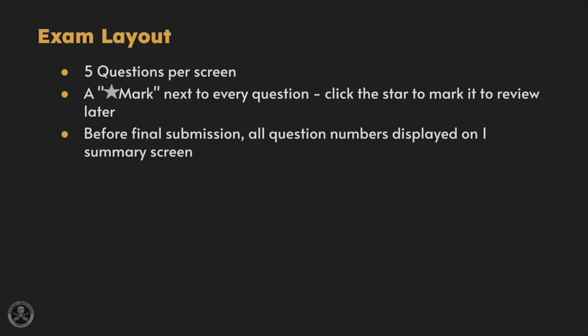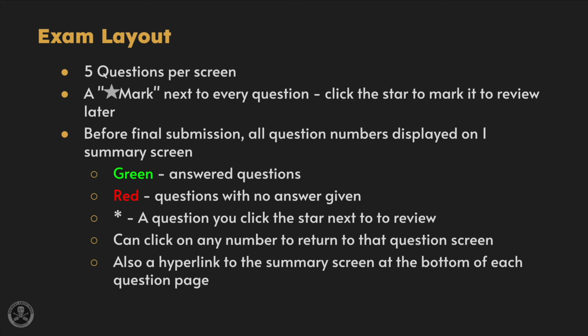Like I just said, before the final submission, all questions will be displayed on one summary screen, and there are some important characteristics to the summary screen that will help you if you know going into it. First, anything that's green, you'll see the numbers. If the numbers are green, you've answered that question. If they're red, there's no answer given to this question. So you may have skipped it on purpose or maybe inadvertently. So make sure you get those red questions answered. Again, a shot in the dark is going to give you a better chance of getting a right answer and more points than completely skipping it.